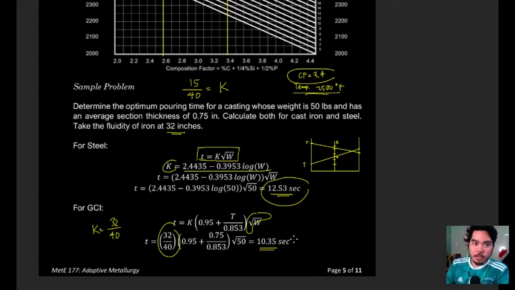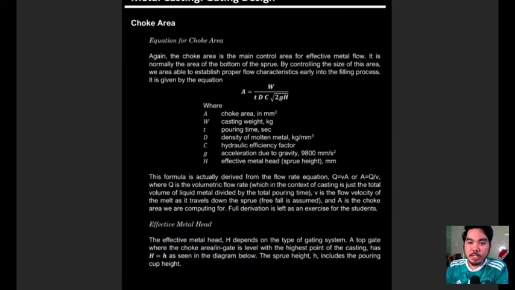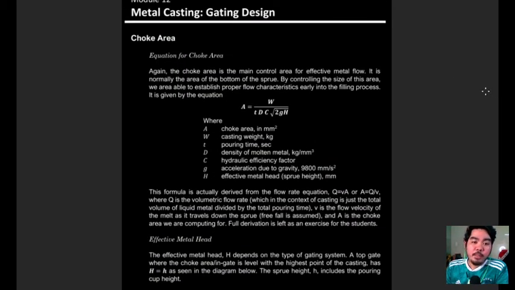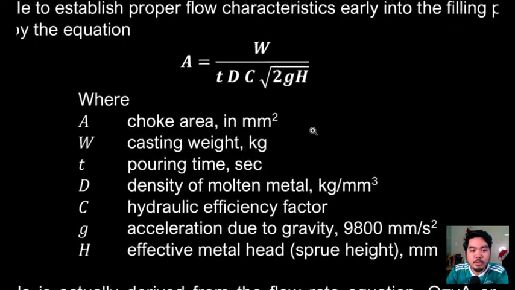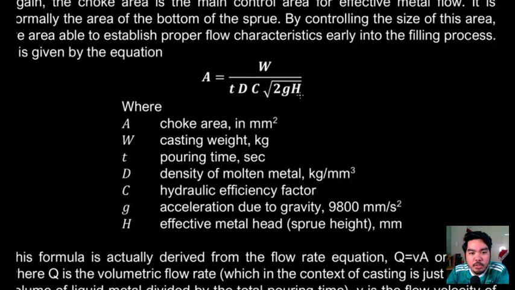Okay? So again, simple lang ang pouring temperature, it is just looking for the equation, plugging in that equation and solving it. Now we proceed to choke area calculation, and perhaps this is the most important calculation when we talk about gating design, no? Kasi almost all of our succeeding calculations will depend on what we get from our choke area. Okay? So, the choke area is a function of multiple factors, no?